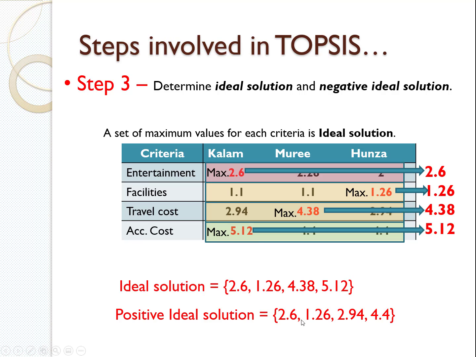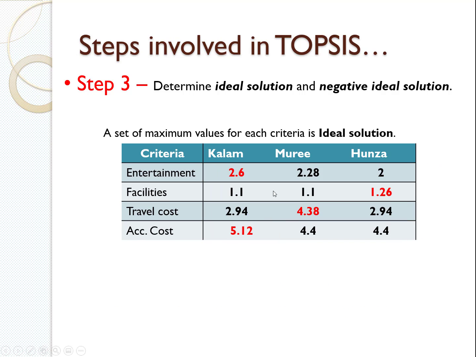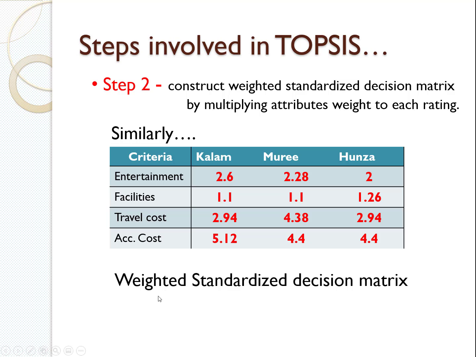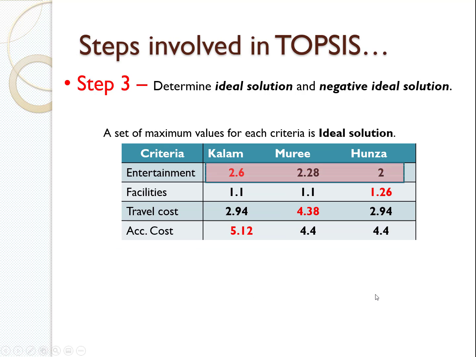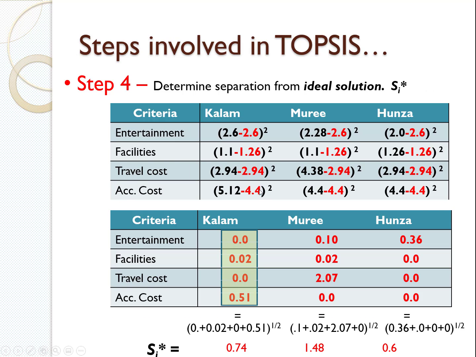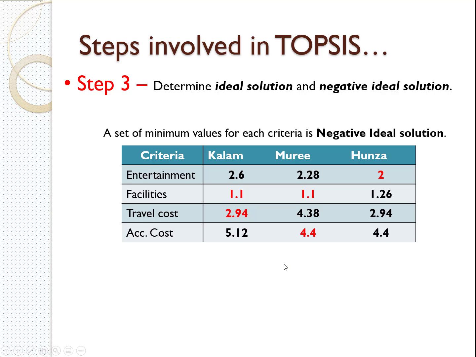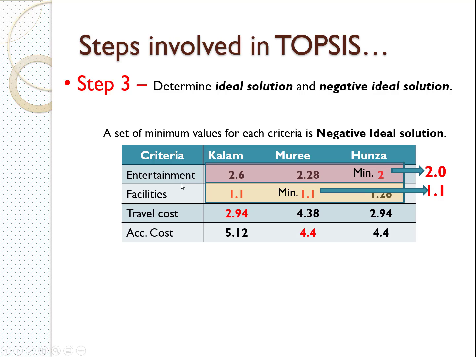Remember this: 2.16, 1.26, 2.94 and 4.44. Now this is the same matrix, the weighted one. We have already calculated the weighted standardized decision matrix. Now what you need to do? We determine the negative ideal solution. In the negative ideal solution, we set the minimum value. Now you need to choose the minimum in which criteria? In the benefit criteria. So which one is the minimum one? 2 is the minimum one.